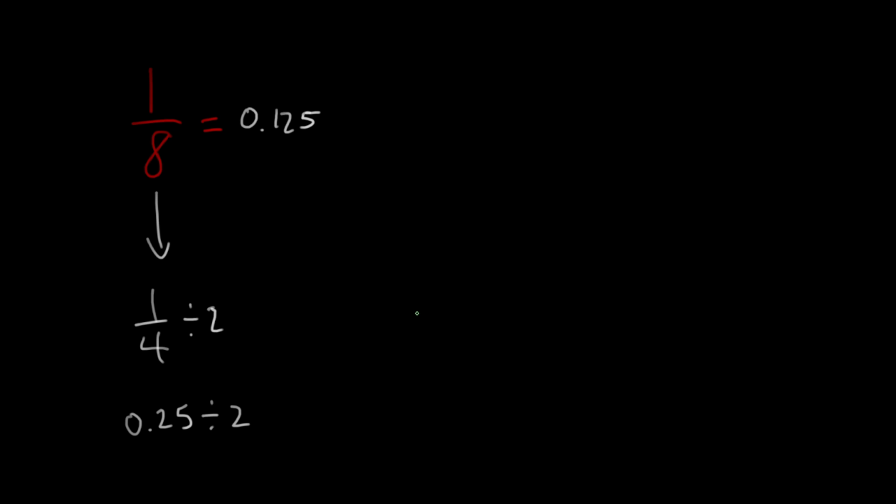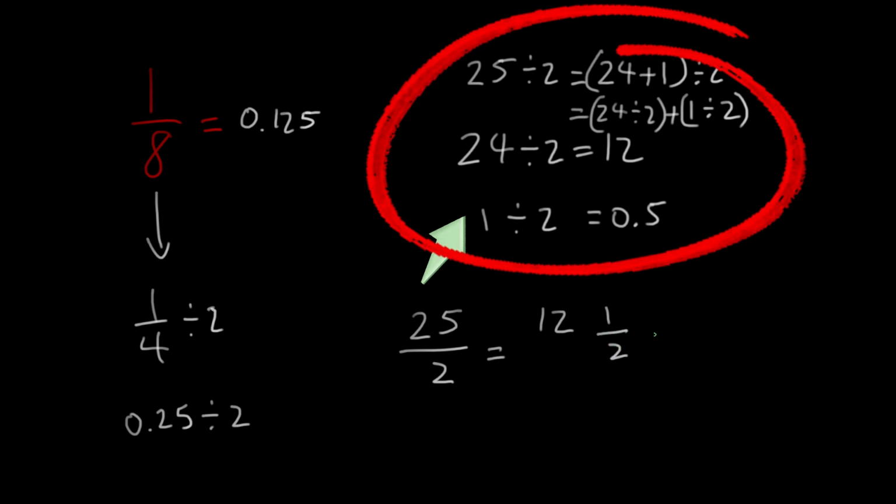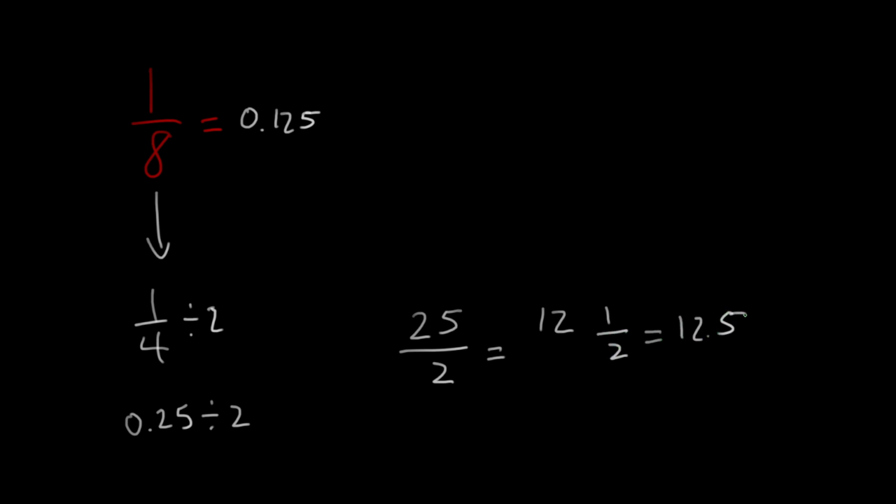Now the last step here, 0.25 divided by 2 equals 0.125. You can think of this as 25 divided by 2. The reason why I know it's 12.5 is because 24 divided by 2 is 12. We have a remainder of 1, and then we divide that by 2, so we get 12.5. And then because we started off with 0.25, we need to divide this by 100. So we move the decimal place 2 spaces to the left.